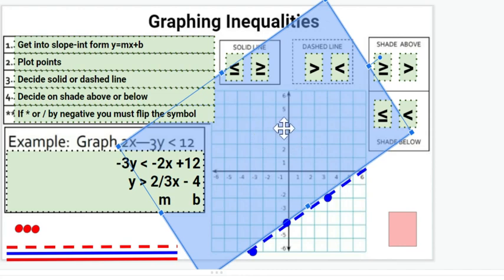Okay, so that is how you graph a single inequality. On our next 2 slides, we're going to graph a system of inequalities. The only difference is that you have more than one. That's it.